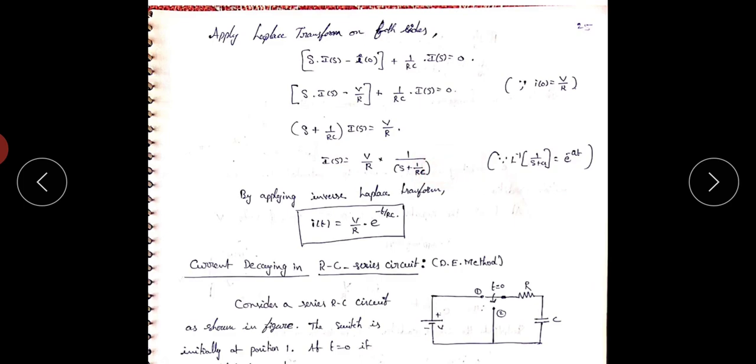We know the formula: L inverse of 1 by S plus A equals e power minus at. So applying the inverse Laplace transform, L inverse of I of s equals I of t, which equals V by R into 1 by S plus 1 by RC, giving e power minus t by RC. So the current expression I of t equals V by R into e power minus t by RC. This is the series RC circuit current expression. Using the differential method we already determined the same expression, I of t equals V by R e power minus t by RC. Here RC is the time constant.